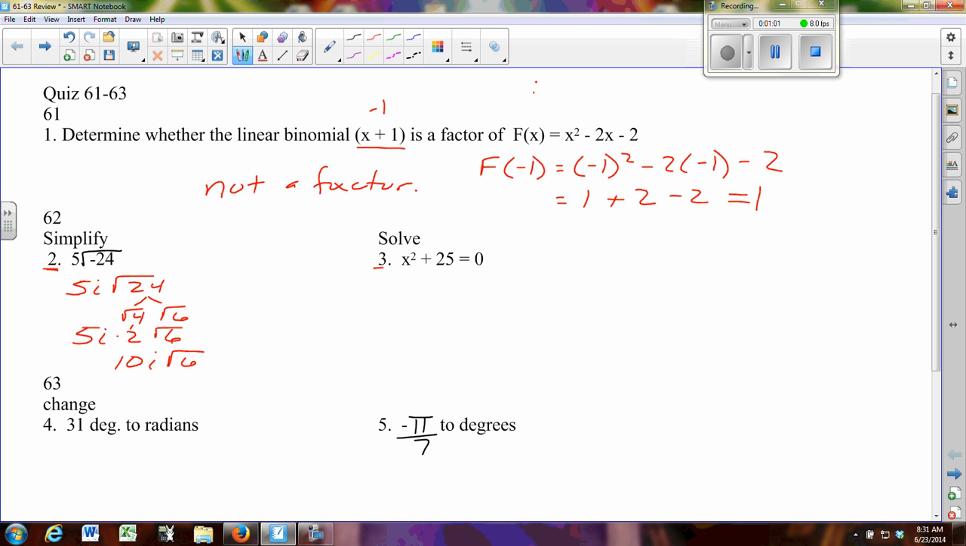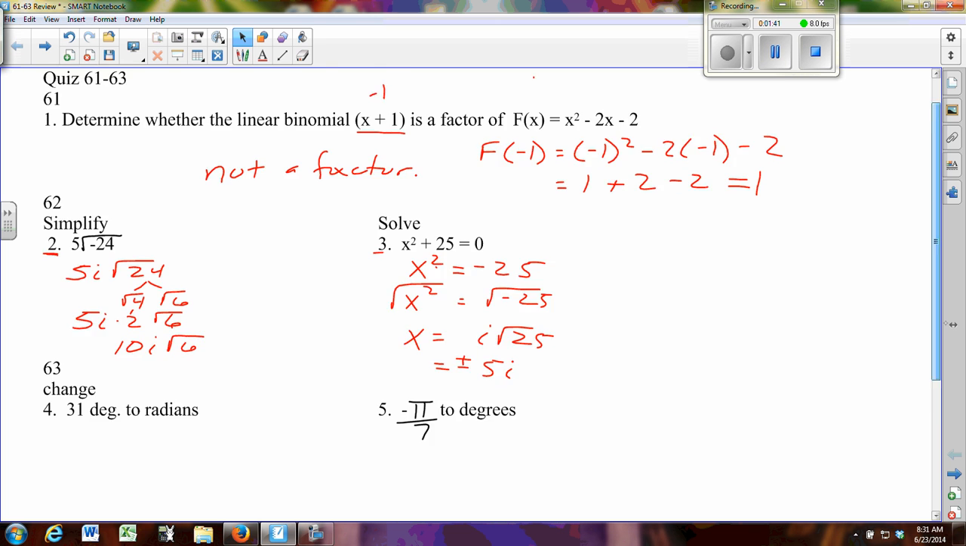To solve for number 3, we'd have to get x by itself. So I bring over the 25. And how do I undo square? I square root each side. So I'd have the square root of x squared equals the square root of -25. And then from here, I'd have x equals, to get rid of the negative, I bring out the i and square root of 25. So this would actually be 5i, because the square root of 25 is 5. And then to plug it back in here, we could have a plus or a minus. We could have a plus or a minus for that one.